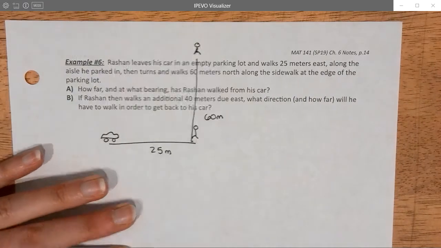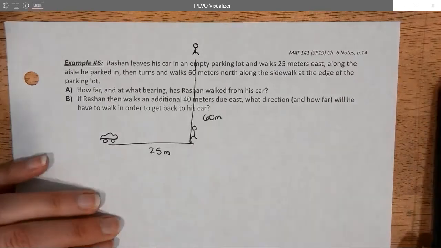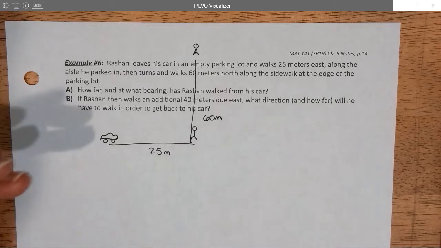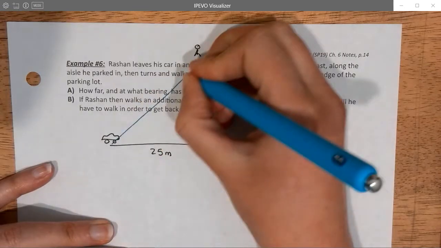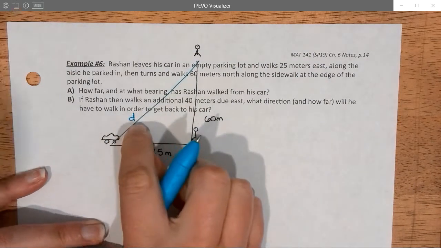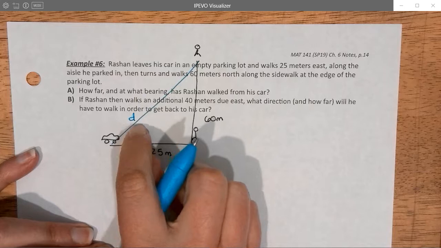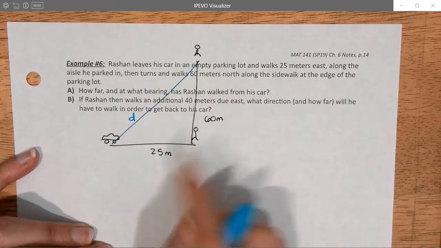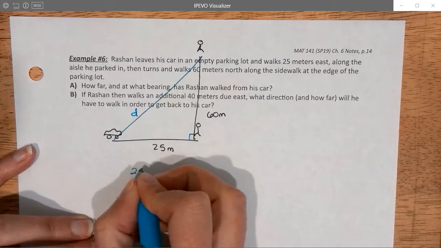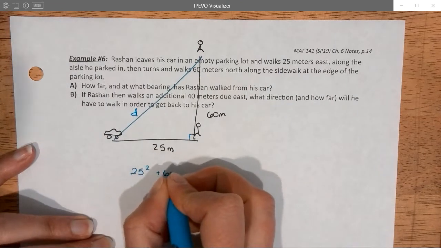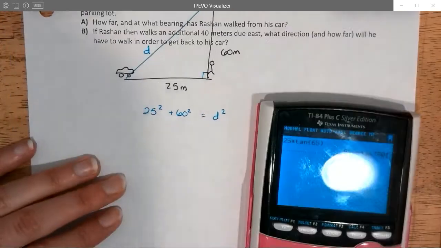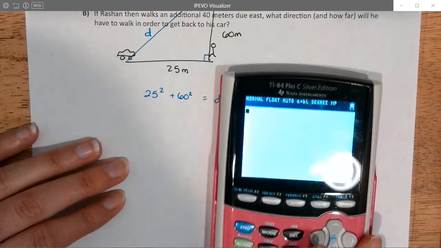How far and at what bearing has Ration walked from his car? How far? Okay, so how far is going to be this distance. So what we want to find first is, I'll just call it D for distance, is this distance. We can use the Pythagorean theorem since this is the right triangle down here. So I'm going to use the Pythagorean theorem to find D. We know that 25 squared plus 60 squared equals D squared. So we can just use our calculator and get that calculation.